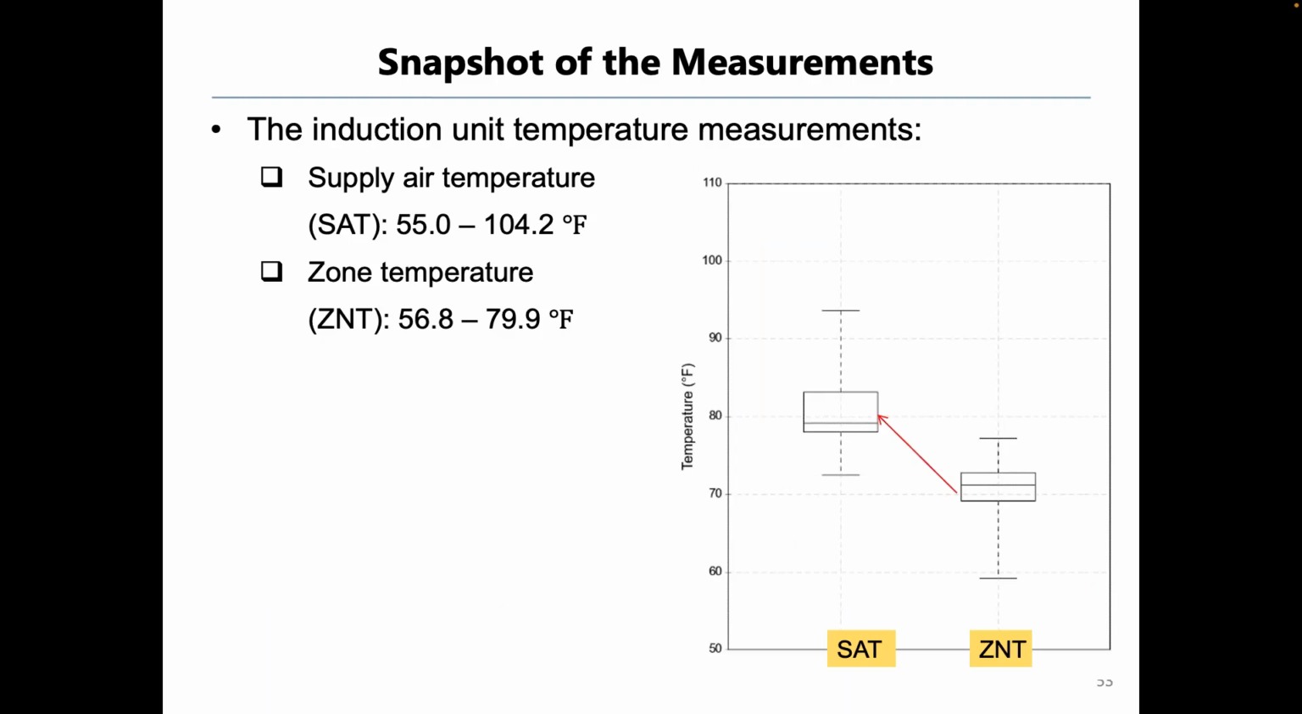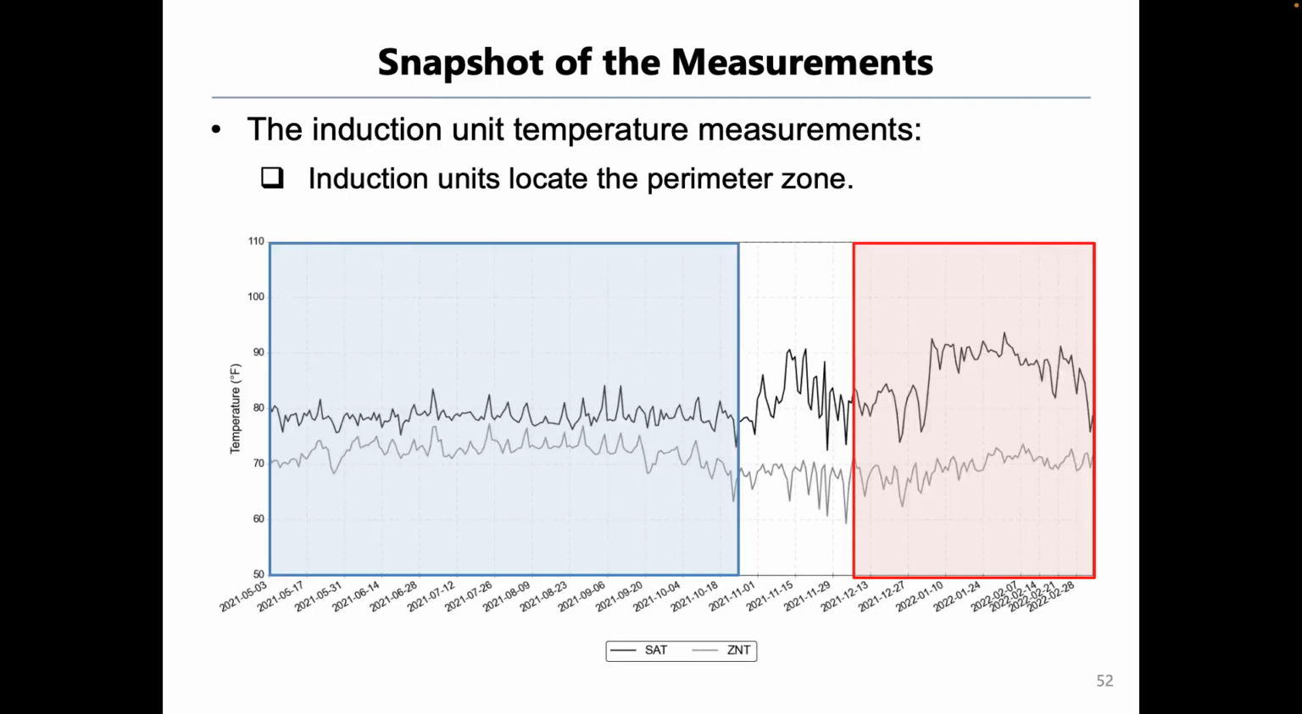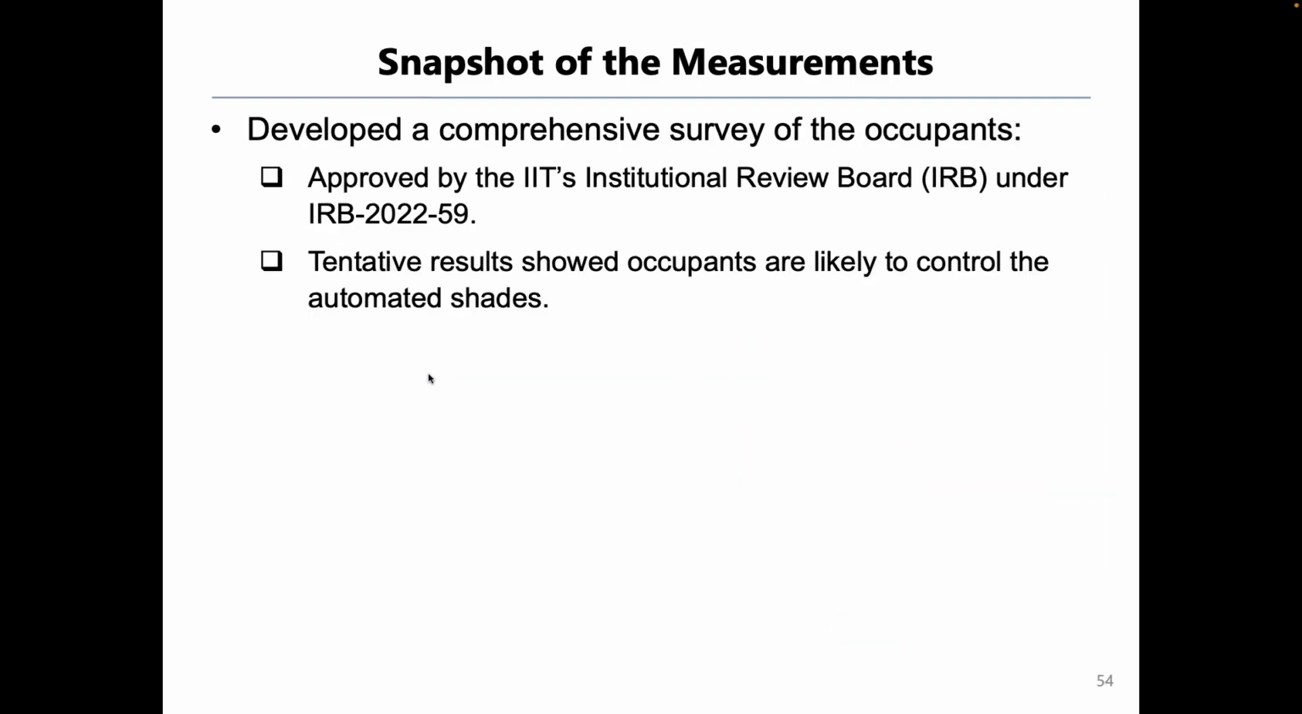So let me double check our data set. Comparing supply air temperature versus zone air temperature, the supply air temperature is 8.6 Fahrenheit higher than the zone temperature. So we determined that the induction unit has the responsibility of providing heating energy to the space.